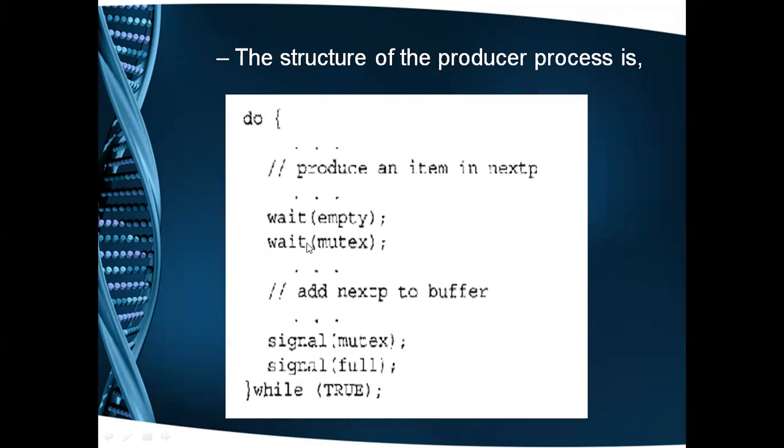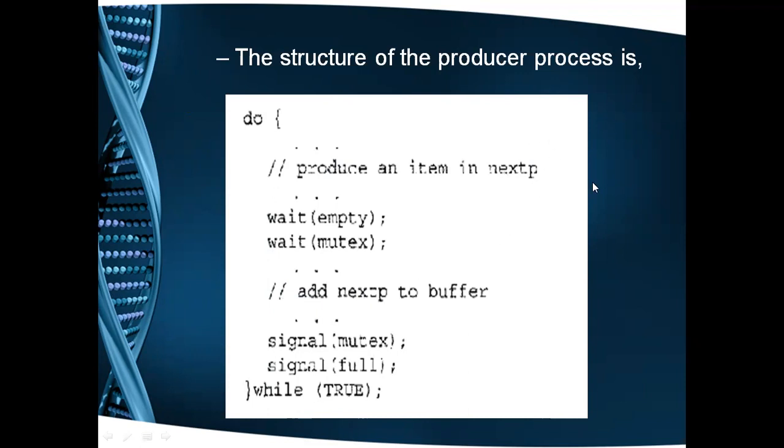Here two wait operations are executed by the producer process: wait of empty and wait of mutex. What is the use of wait of empty? Whenever the buffer is not full, only then can the producer produce the item, so we check wait of empty. If there is any empty space in the buffer, it goes to the next statement, wait of mutex. While we are executing this, the consumer will not be allowed. If both are satisfied, then the producer can add the value into the buffer.